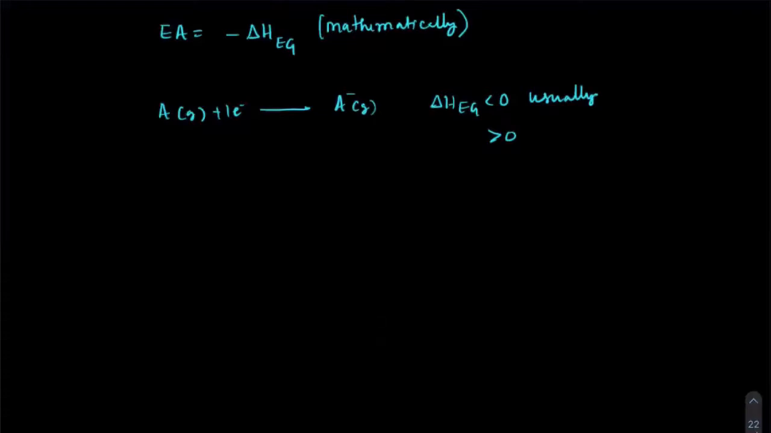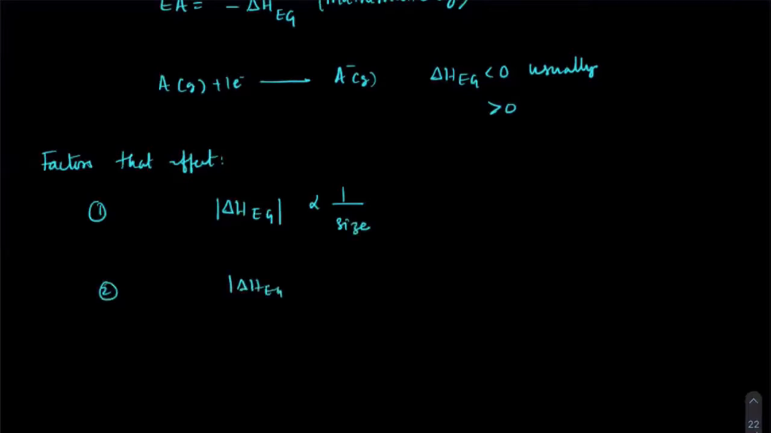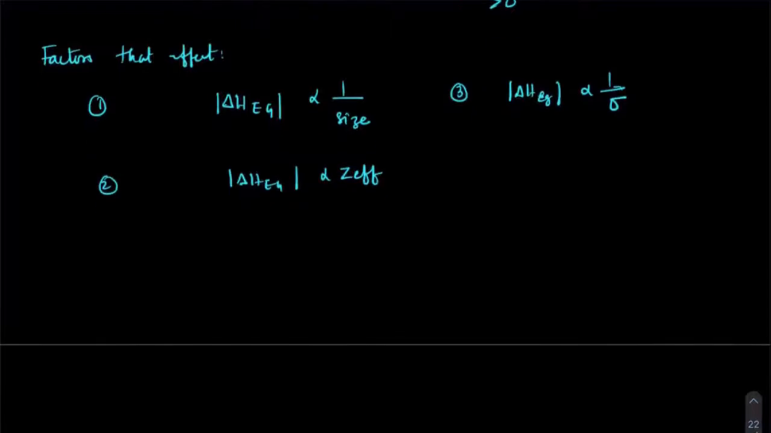Now, how do we judge this? What are the factors that affect it? If you check, first, size. Delta Heg magnitude is always inversely proportional to size. Second, delta Heg magnitude is directly proportional to Z effective. Third, delta Heg is inversely proportional to the screening factor, just like ionization. So everything that is followed is similar to that of ionization.